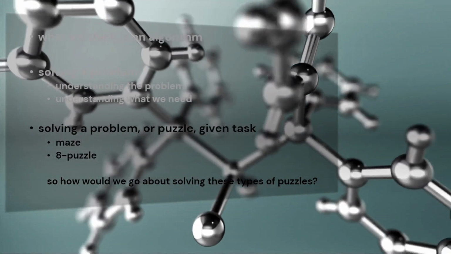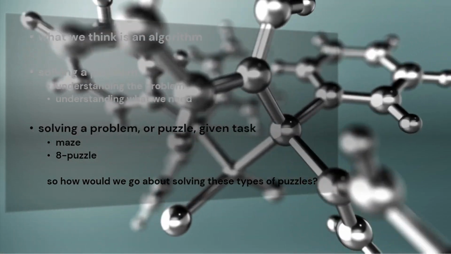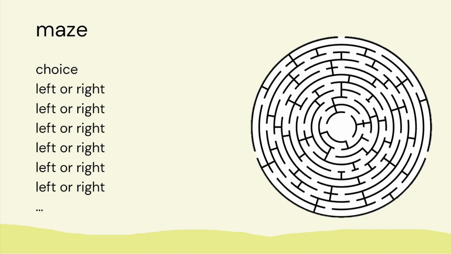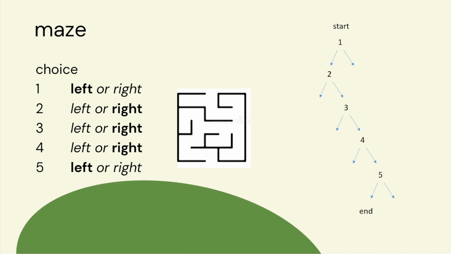Now let's look at puzzles. How would we use algorithms to solve puzzles like a maze or the 8 puzzle? Well, here's a maze, and essentially we have choices where we go left or right. It's a 50-50 choice, and we need to make sure we do the correct one to get out of the maze. In this maze, we have 5 choices, places where we need to make the decision. And if we make the correct decision, we can go from the top to the bottom.